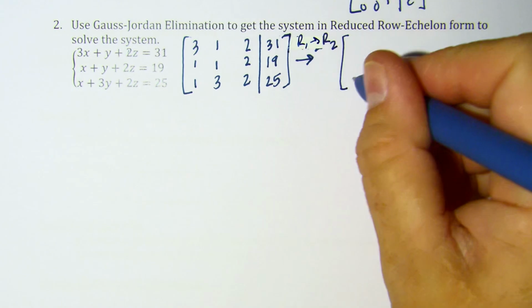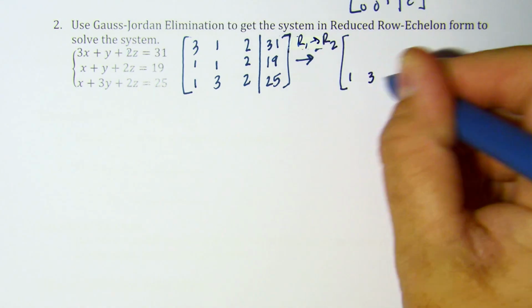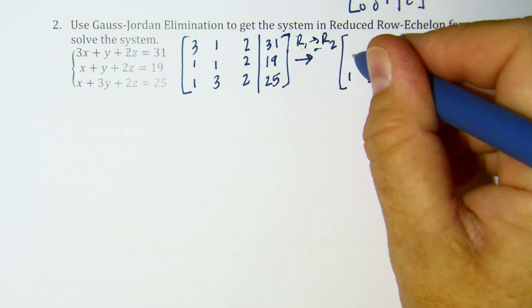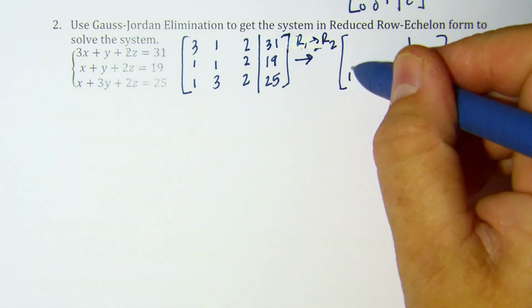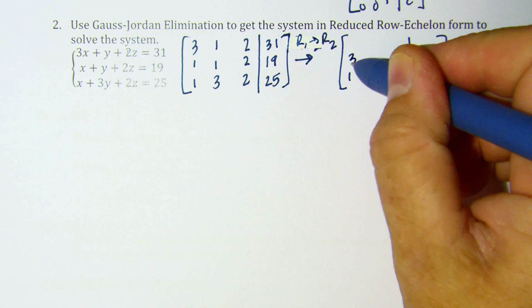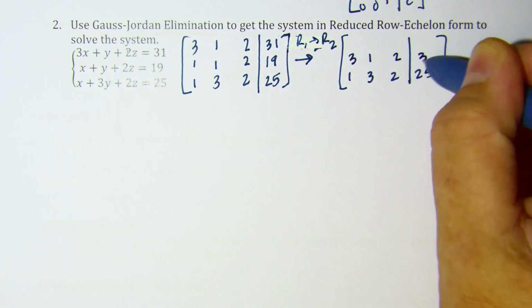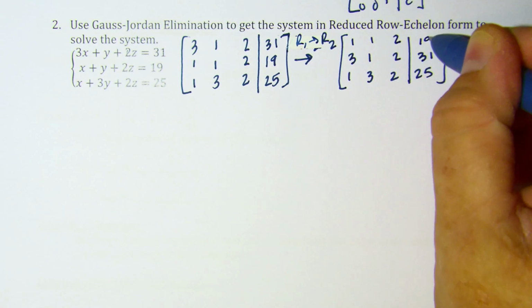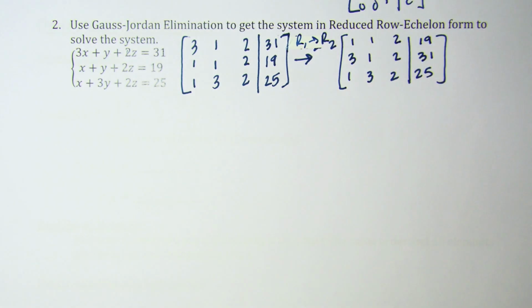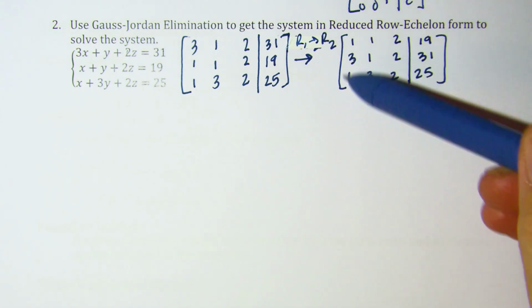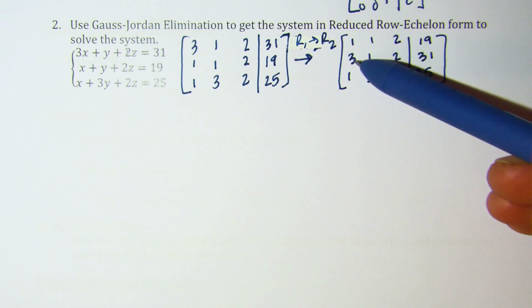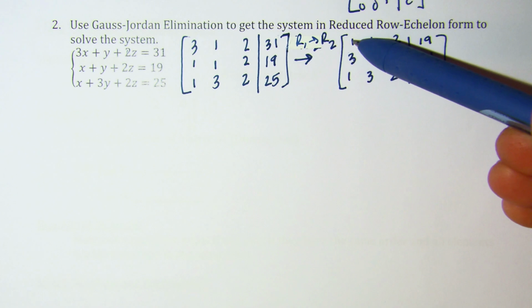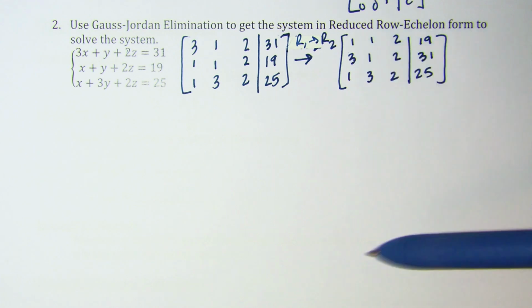So rows 1 and 2 are switching. Row 3 is not moving, so I'm just going to go ahead and copy it down real quick. And row 1 is moving below, so 3, 1, 2, 31, and then 1, 1, 2, 19. And then the next thing I'm going to do is try and get zeros right here. So I'm going to try and turn this into a 0 and this into a 0. And I can do that by multiplying row 1 by negative 3 and adding it to row 2.